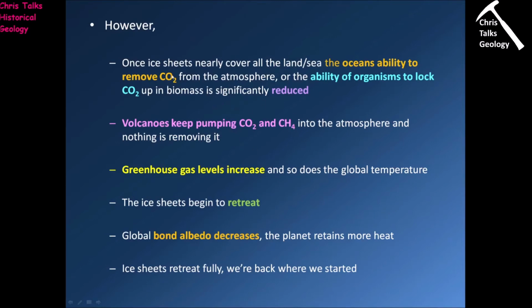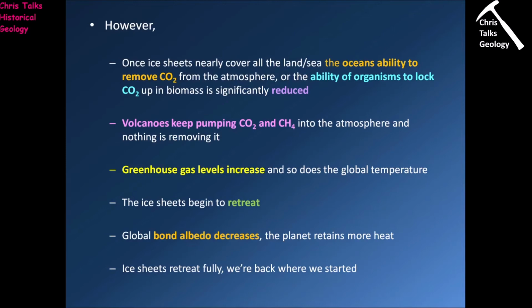We've got the oceans no longer capable of removing large quantities of CO2. We've got a reduction in the amount of photosynthetic life, which also is going to reduce the rate at which CO2 is removed from the atmosphere, and so that's obviously going to lead to an increase in greenhouse gas levels. This is going to increase the efficiency at which the Earth can retain heat, and so we're going to see a steady increase in global temperature.